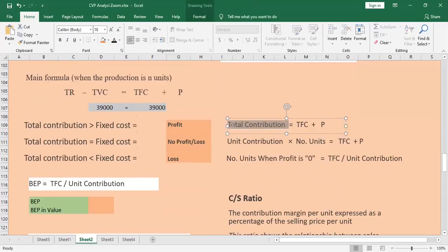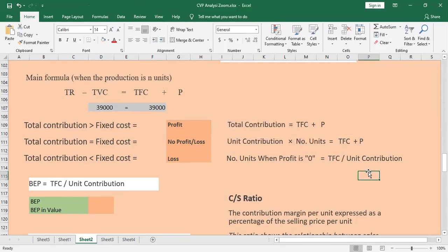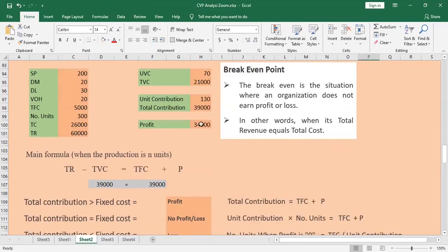Okay, now we know this idea. Total contribution is equal to total fixed cost plus profit. We discussed that here. Then I can again divide this total contribution into unit contribution multiplied by number of units. So that's how we calculate the total contribution right here. Now if you take the same example, unit contribution is 130. All right. So 130 multiplied by the number of units, that is 300 units, you get 39,000. That is contribution.